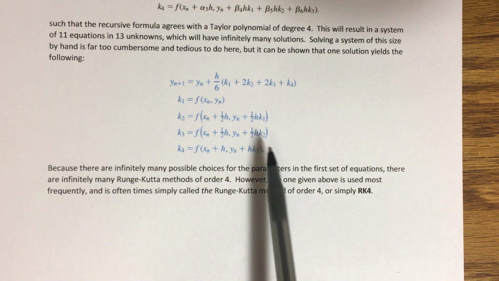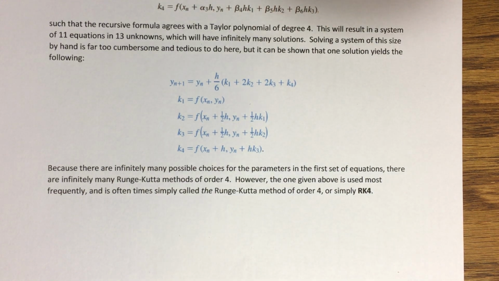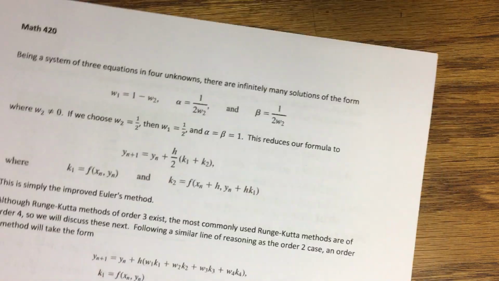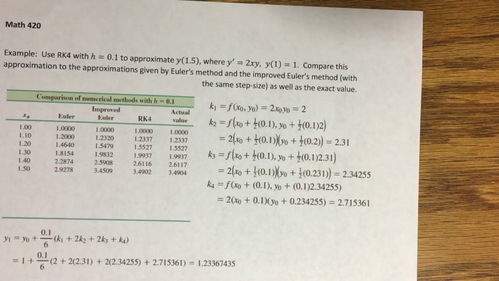In fact, this method is used far more often for numerical purposes than Euler's method or the improved Euler's method. This is kind of the numerical method of choice in most applications where it applies. And so oftentimes you'll even hear somebody say, use Runge-Kutta, or use the Runge-Kutta method, and usually what they're referring to is RK4. So let's do an example before we wrap things up.